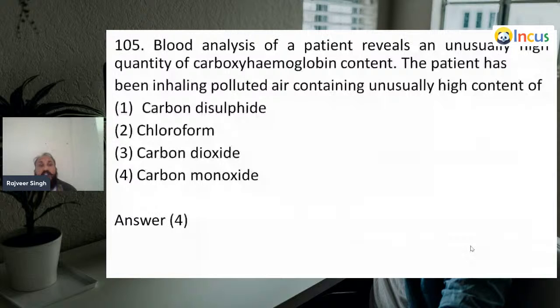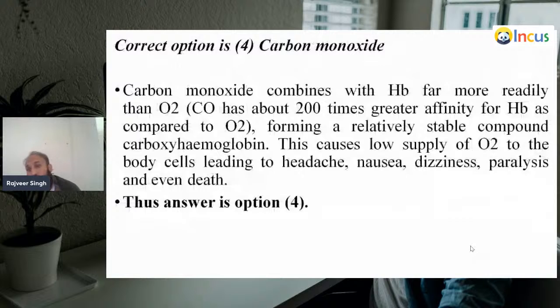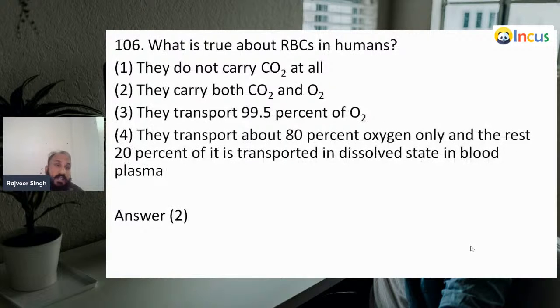Carbon monoxide is the right answer, because here you can see carbon monoxide combines with hemoglobin far more readily than O2. CO has about 200 times greater affinity for hemoglobin as compared to oxygen, forming a relatively stable compound, carboxyhemoglobin. This causes low supply of O2 to the body cells, leading to headache, nausea, dizziness, paralysis, and even death. So our answer will be fourth. Carbon monoxide is the right answer.